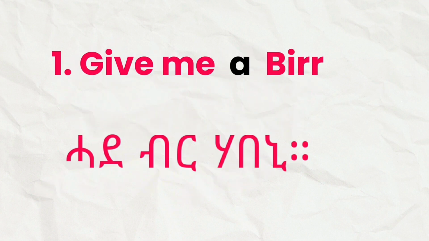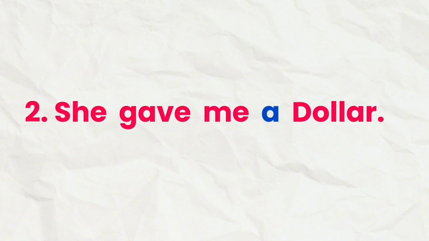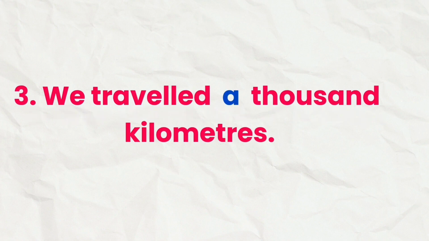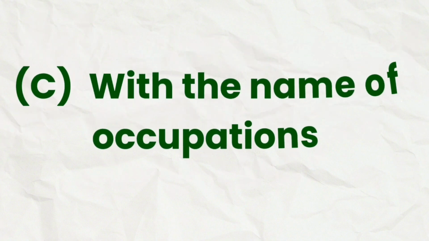Here are good examples. 1. Give me a birr. That means one birr. 2. She gave me a dollar. That means one dollar. 3. We traveled a thousand kilometers. That is one thousand kilometers.